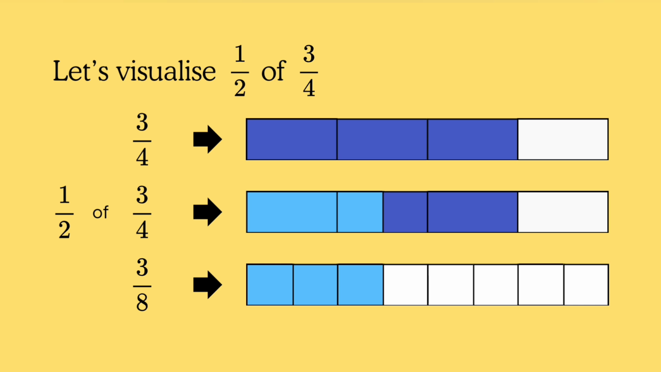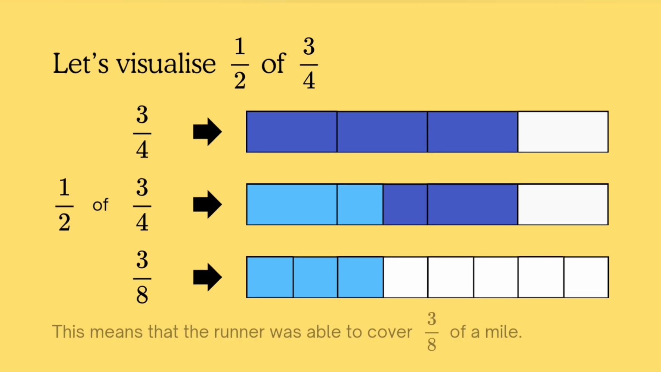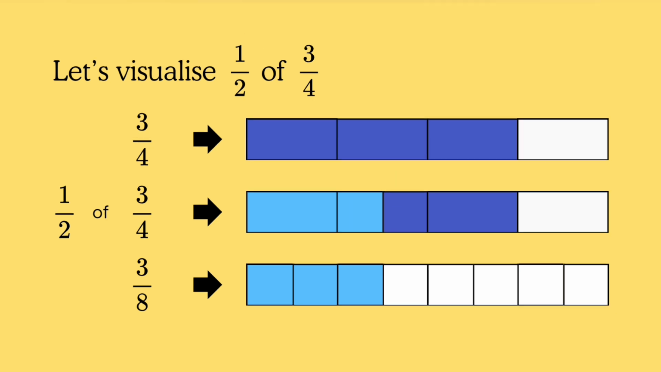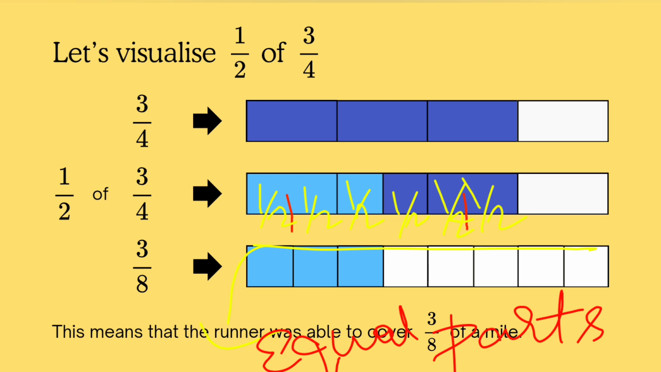So the first step is start with 3 by 4. We have to draw a rectangle which is divided into 4 equal parts because the denominator is 4. Shade 3 out of 4 parts to show 3 bar 4. Next step, we have to take half of the shaded part. Okay, you want half of what you shaded. Then divide the shaded 3 parts into 2 equal groups. Each group will have 1.5 parts, right? So half of 3 by 4 means you are taking 1.5 out of the total 4 parts.